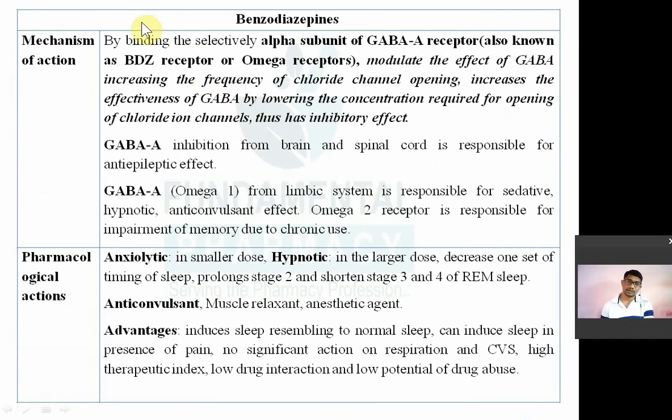So here, first category is benzodiazepines. Remember, benzodiazepines were introduced in 1903, and the first drug was a fluorodiazepine. Now mechanism of action: they bind selectively to the alpha subunit of the GABA A receptor, and this receptor is also known as the benzodiazepine receptor or omega receptor. Now it modulates the effect of GABA. Modulate means it increases the effectiveness of GABA. What is the nature of GABA?